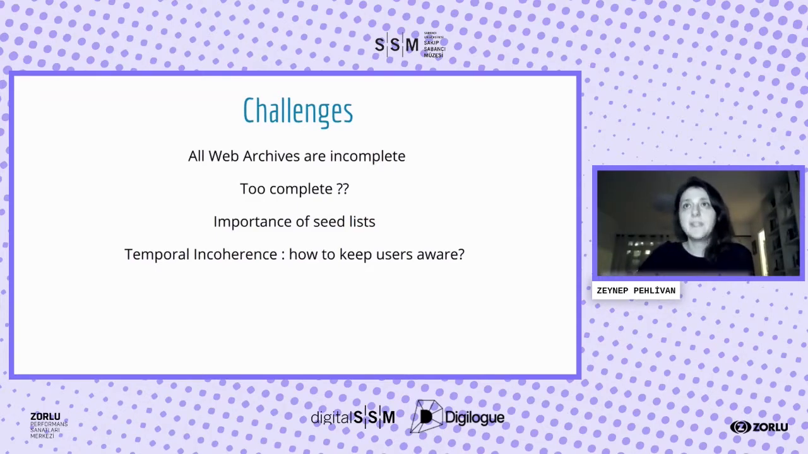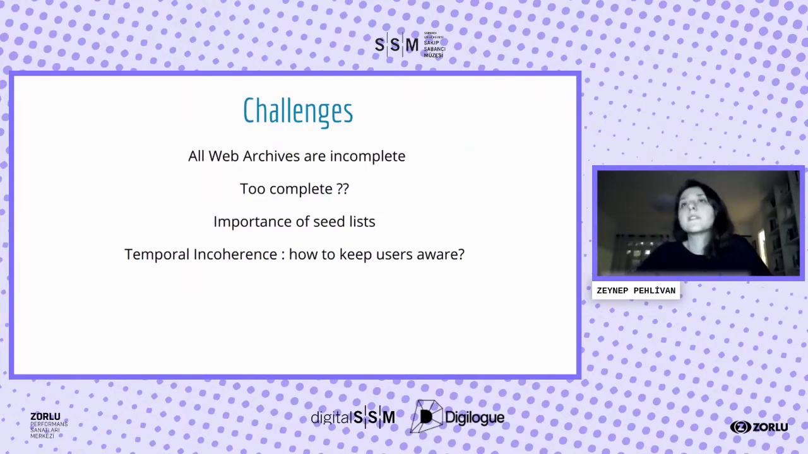And it's incomplete, but one of the researchers, historian Niels Brügger, said that web archives are also too complete. What does it mean? They are incomplete from one side because we don't have all the versions of all the web pages, but they are too complete because we have several versions of one page. So we can study the evolution of a web page or website.